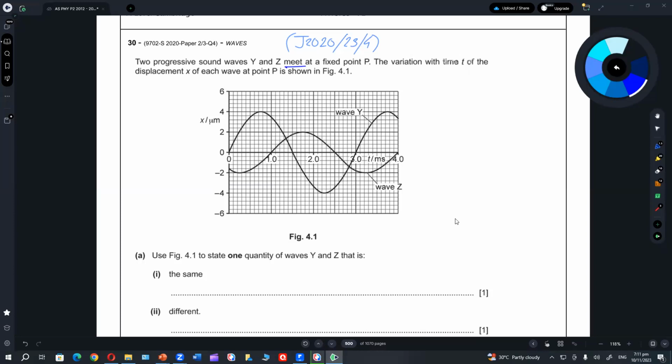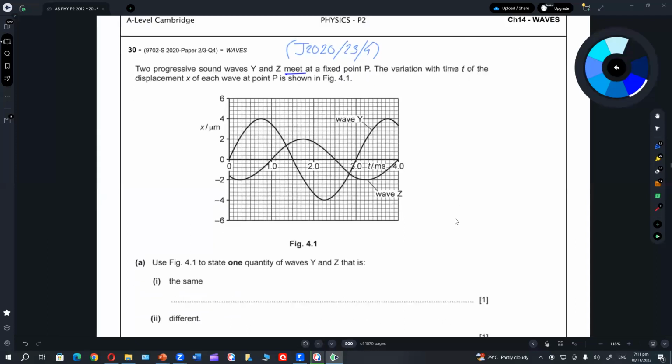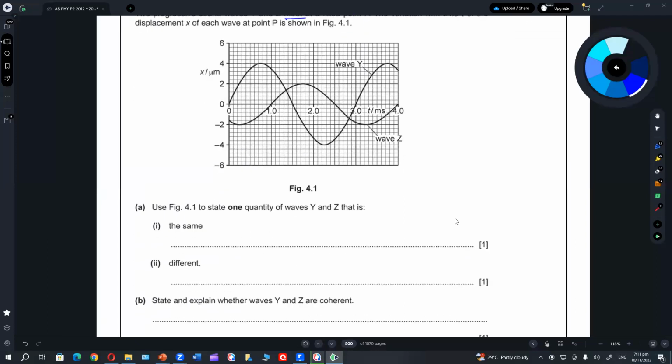So read it once. Okay, so the two waves are meeting at a fixed point P. P is a point where the waves are meeting, and you can see carefully that one wave, Z, has a shorter amplitude and one wave has a bigger amplitude. Yes, amplitude is different, definitely. Good judgment.